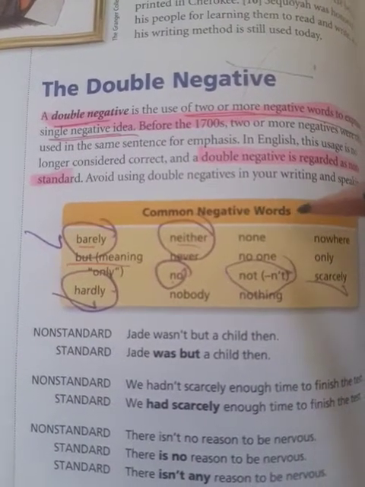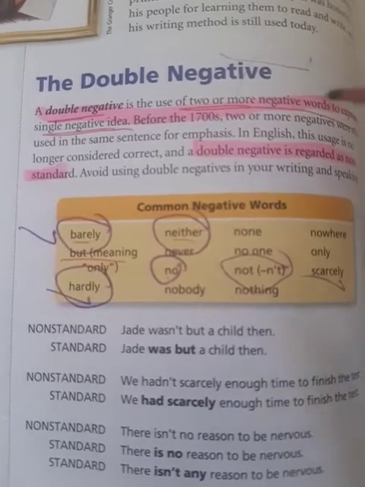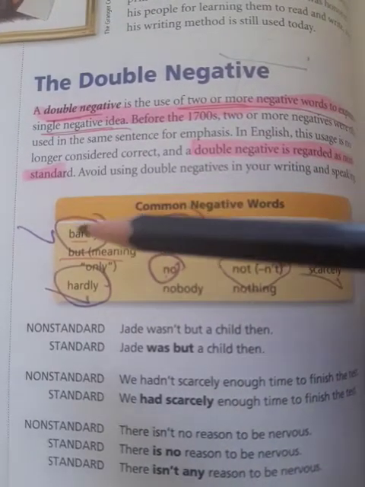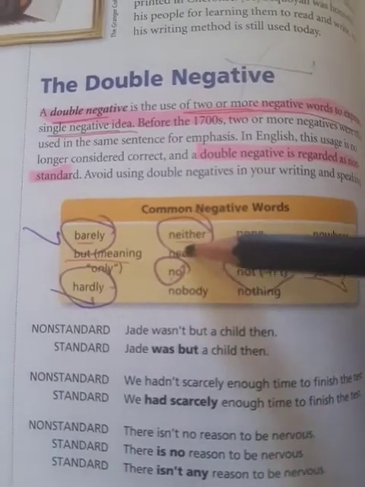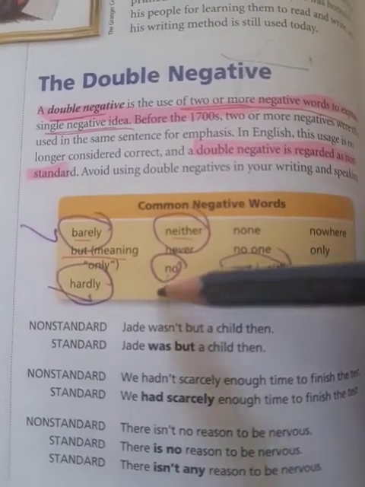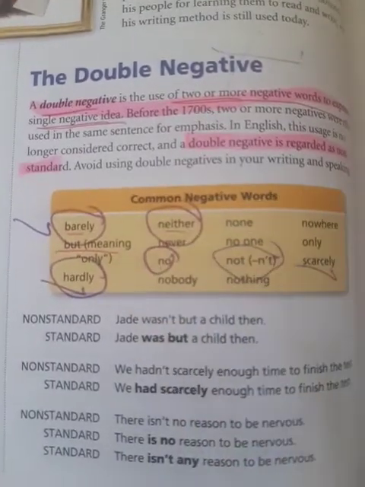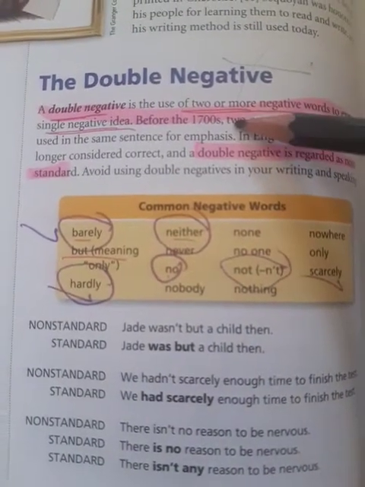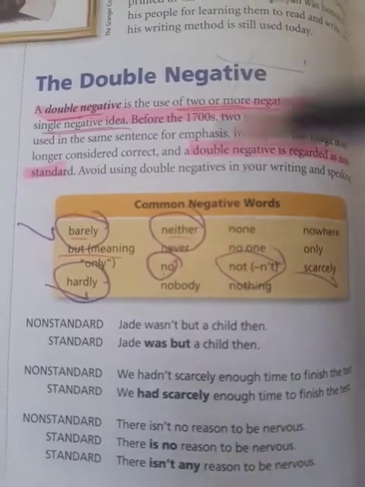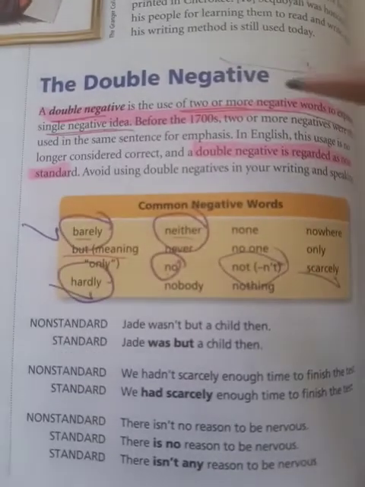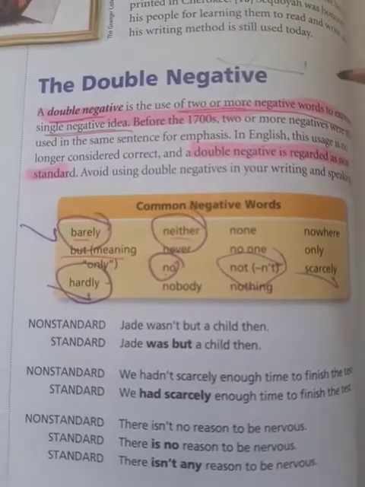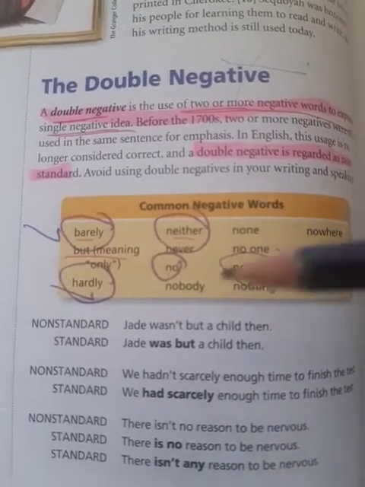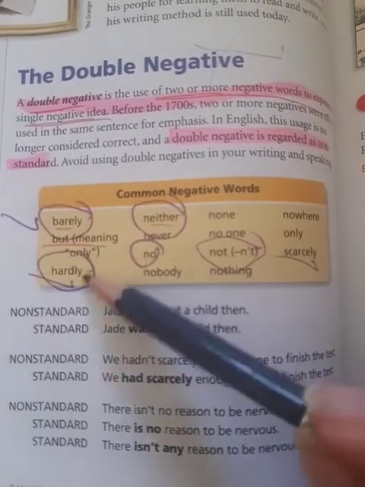This chart lists the most common negative words in English, like barely, never, none, nowhere, only, scarcely, not, no one, no, nobody, nothing, hardly, but, which means only. The rule here tells that you should never use two negative words in the same sentence. Okay, so double negative is non-standard. It's wrong to use. Okay, now look at these examples. For example, non-standard means wrong.